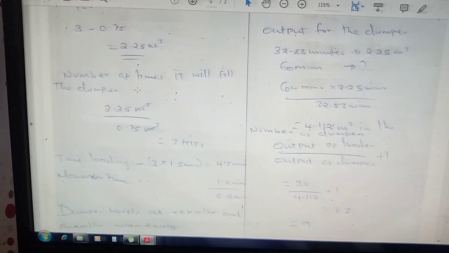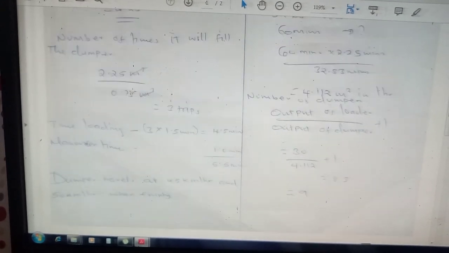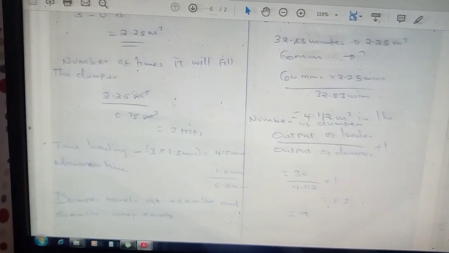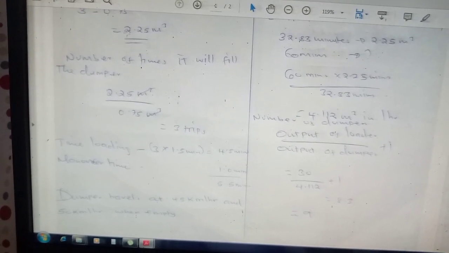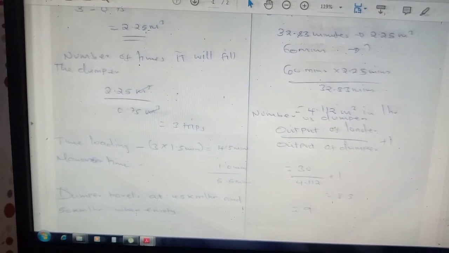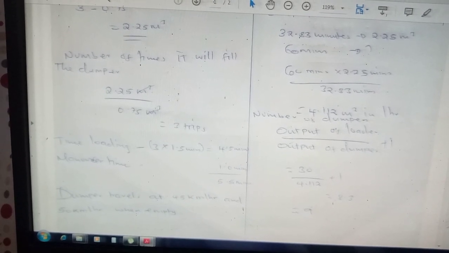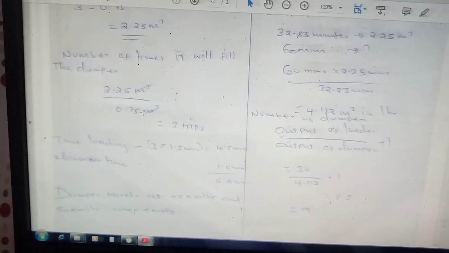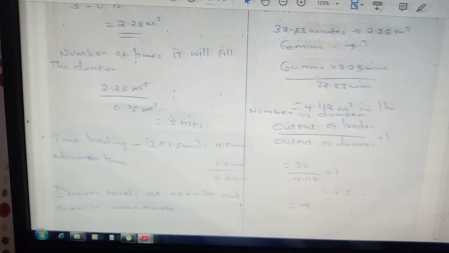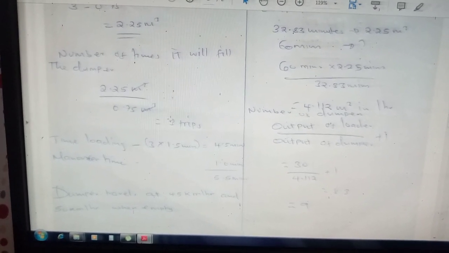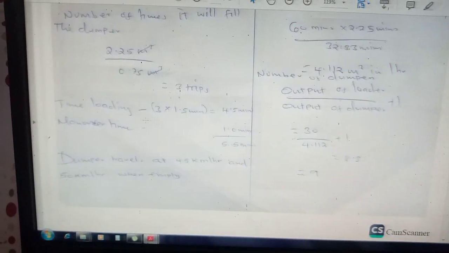So you want to know the number of times the loader will fill the damper. You take the effective capacity of the damper divided by the capacity of the loader, which is 0.75. You'll get 3 trips. So the loader will load 3 times and the damper will be filled.